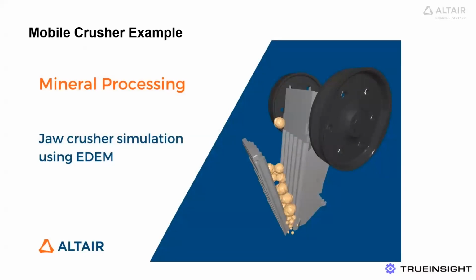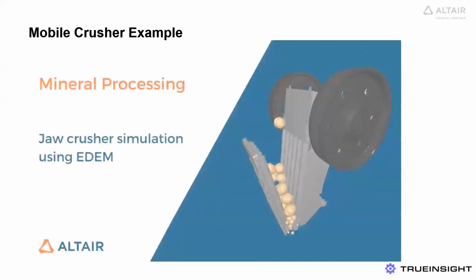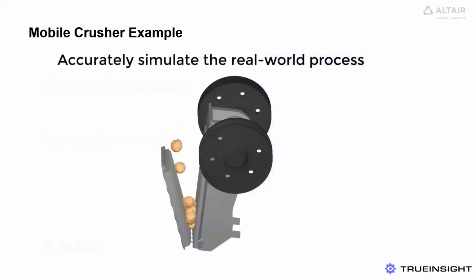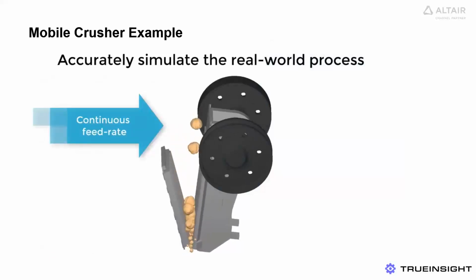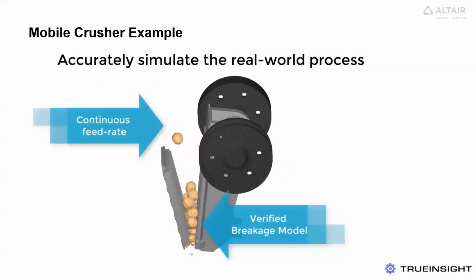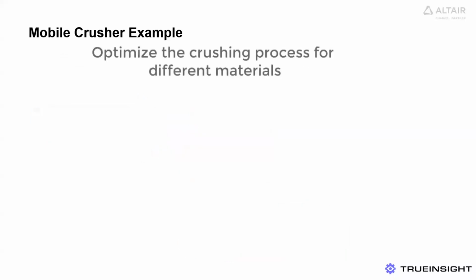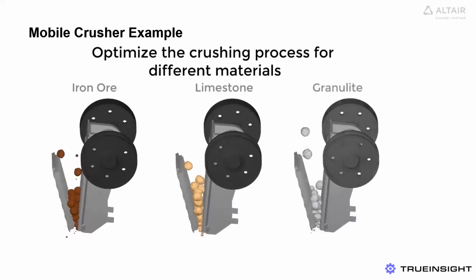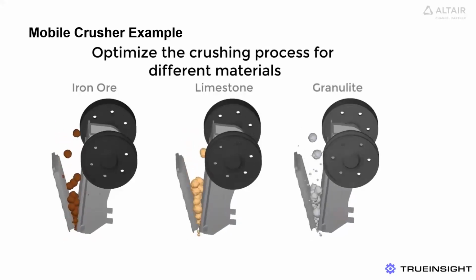This video shows an example of the jaw crusher mechanism inside a mobile crusher. In this case, EDEM can be used to understand particle breakage. By using EDEM's built-in breakage model, engineers can not only optimize their process for different materials, but also for different particle size distributions.